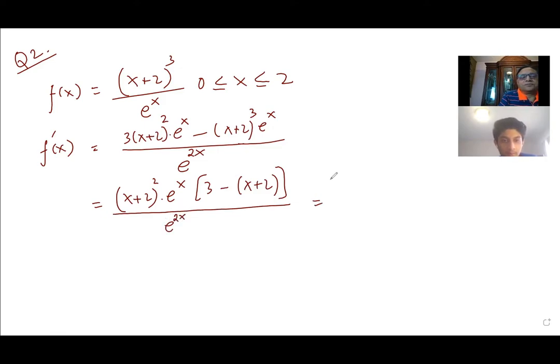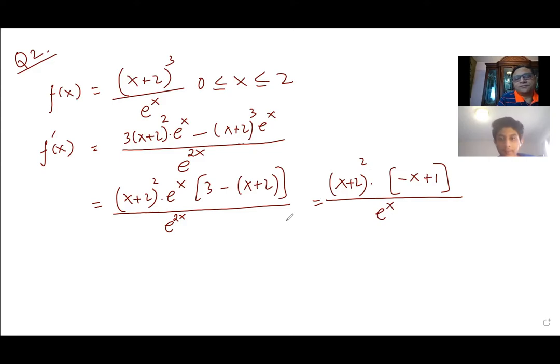Now you can simplify the bracket to be minus x plus 1. So (x plus 2) squared times (minus x plus 1) over e to the power of 2x. Since this was squared, one e to the power of x cancels, right?